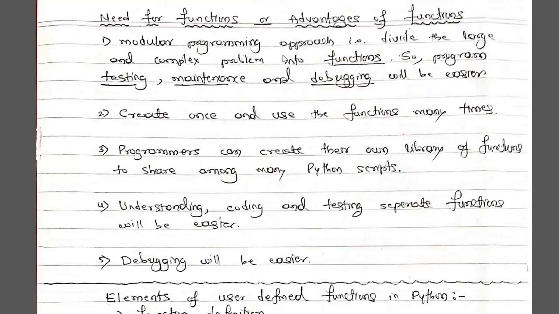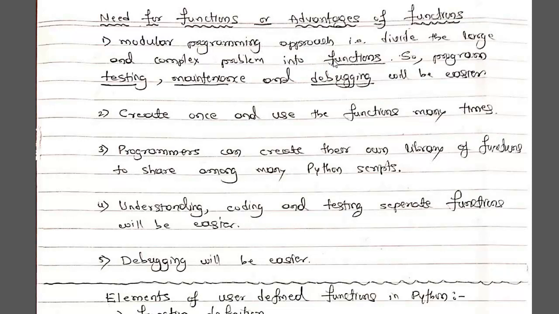Modular programming approach. Modular programming approach means if the given problem is large and complex, don't write only one program for that. Divide the task. For every task, write a separate function. Call that function as and when needed. If you divide the program and split, and if you write many functions, it will be very clear for you.